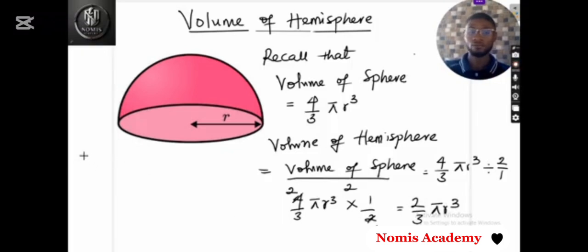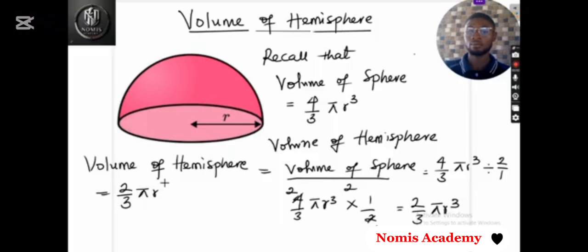So we say volume of hemisphere is equal to or given by 2/3 pi r cubed. So let's solve some questions on volume of hemisphere, and let us see how to get it done.